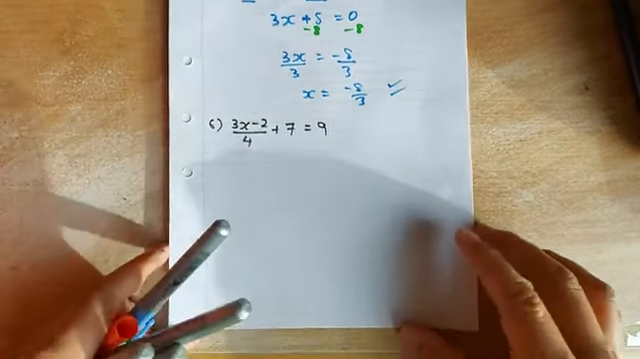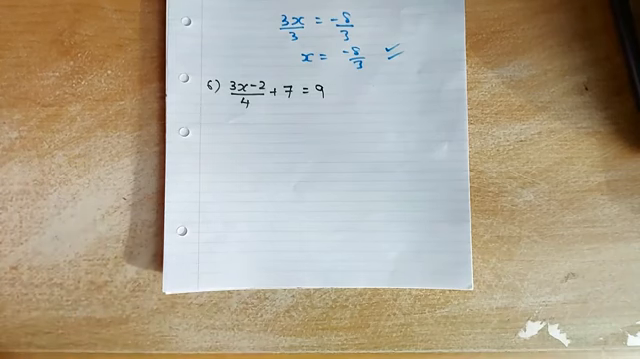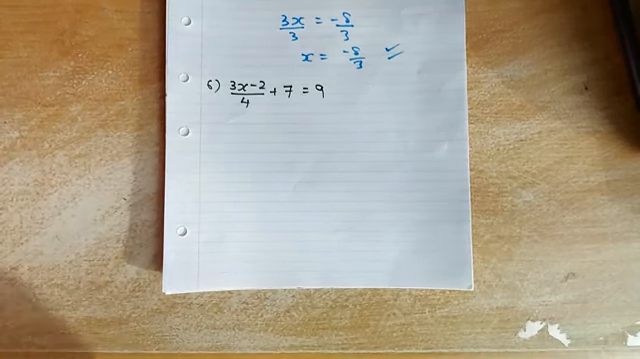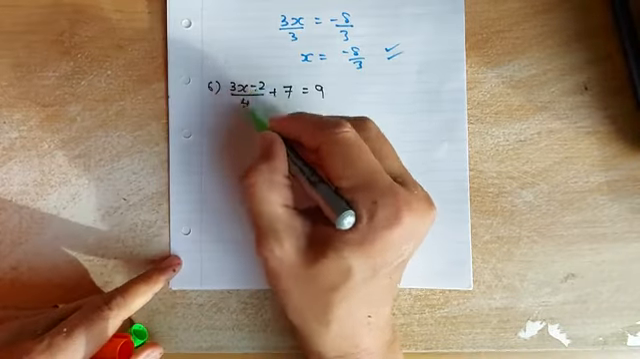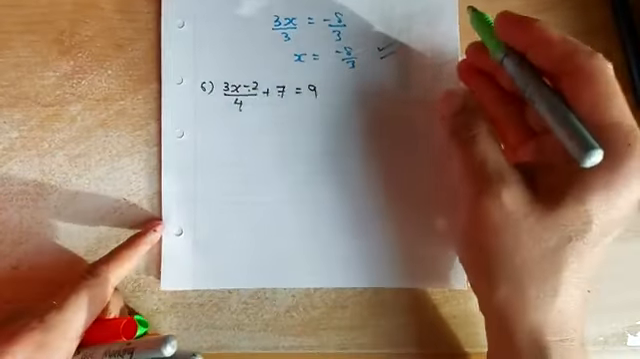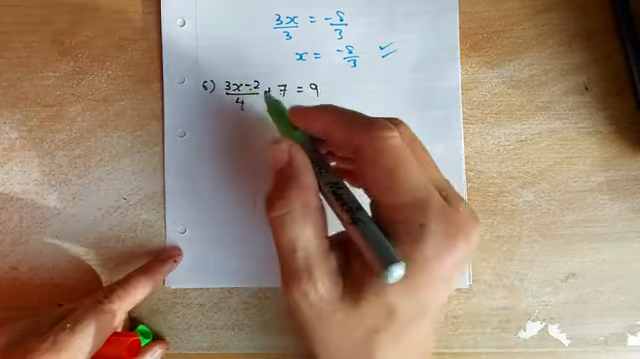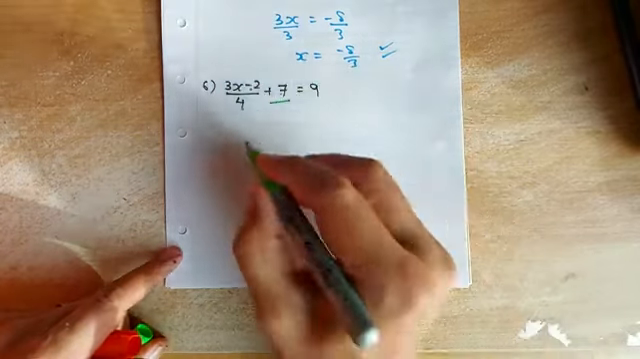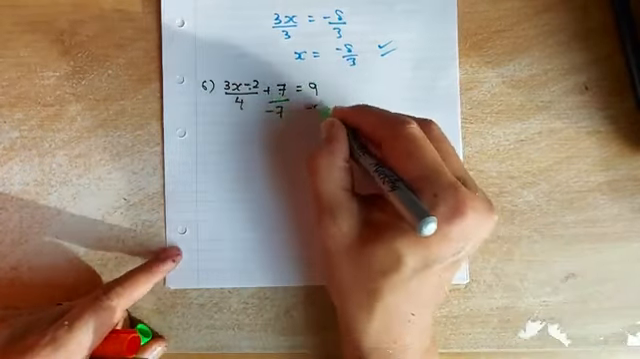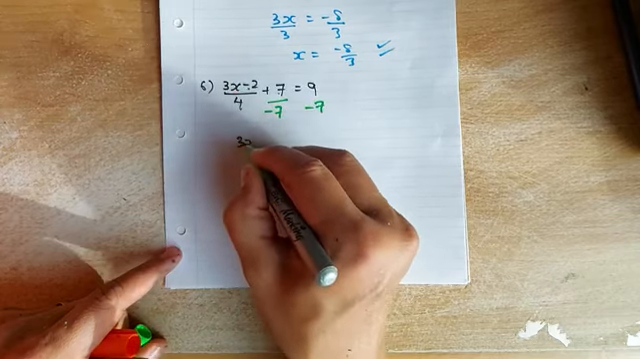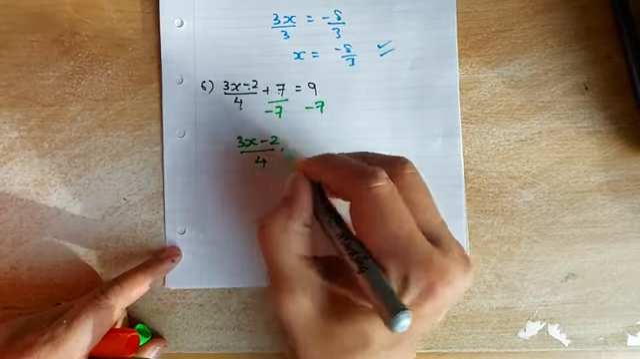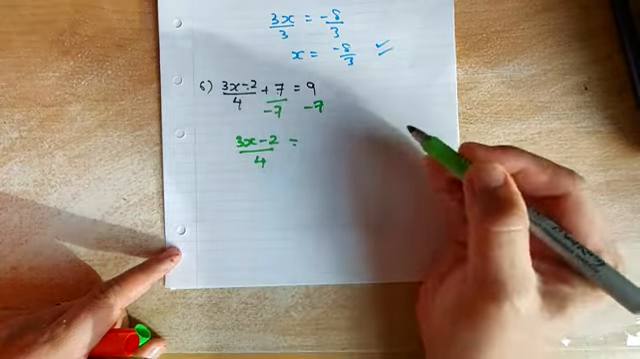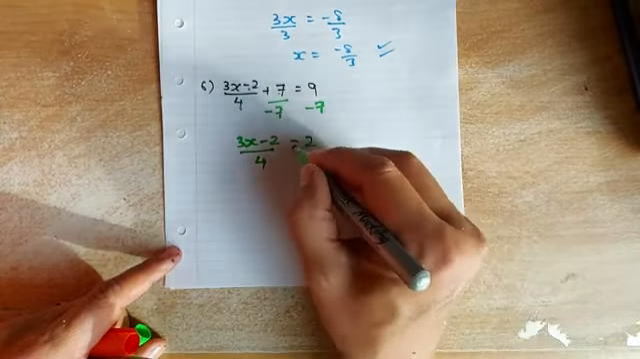And last but not least, this is the hardest of the lot. But if you have been doing algebra for a while, this is not too bad. There are 4 intruders: 3, negative 2, 4, and 7. You need to get rid of the number that is least connected to x. So 7 is the least connected. So we minus 7 on both sides. So we got 3x minus 2 over 4. This will cancel out. 7 minus 7 will be 0. 9 minus 7 is going to be 2.